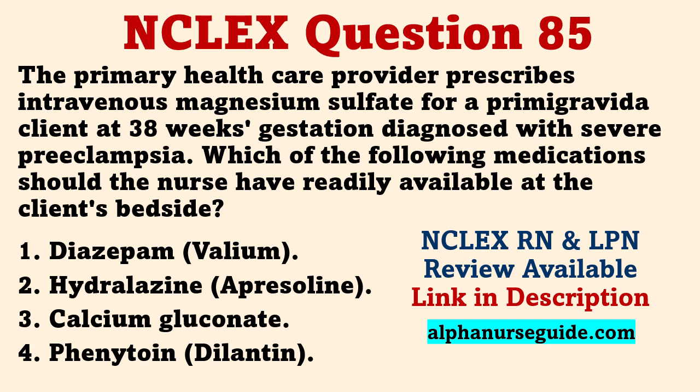The primary healthcare provider prescribes intravenous magnesium sulfate for a primigravida client at 38 weeks gestation diagnosed with severe preeclampsia. Which of the following medications should the nurse have readily available at the client's bedside? 1. Diazepam. 2. Hydralazine. 3. Calcium gluconate. 4. Phenytoin.